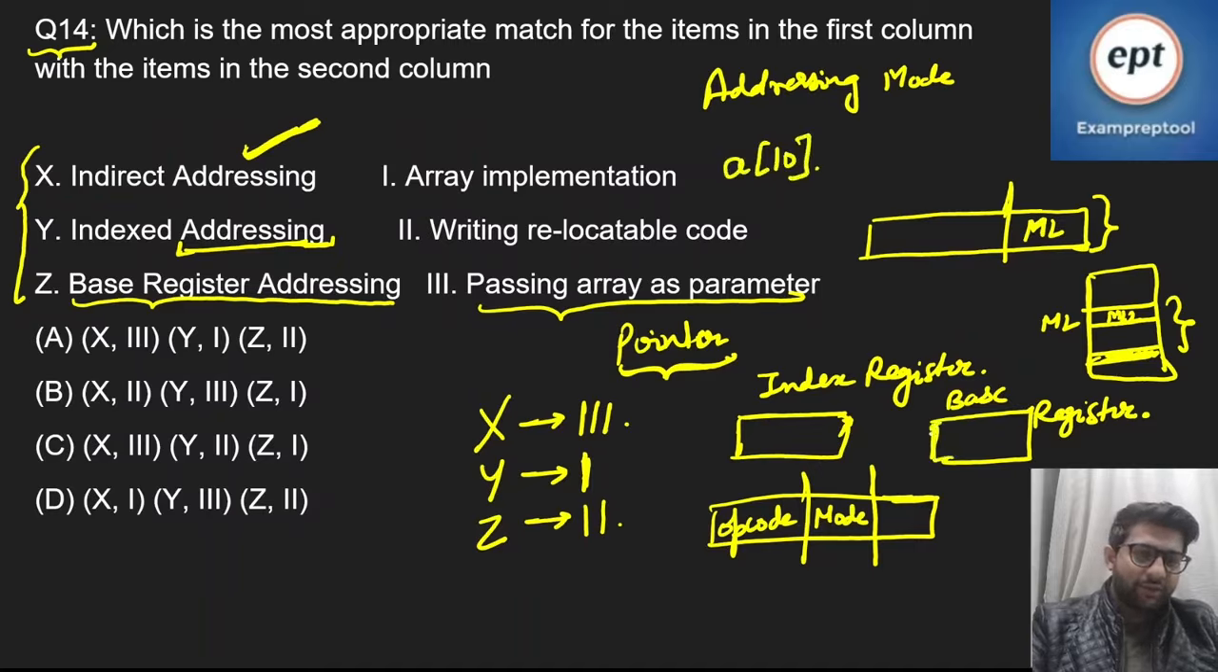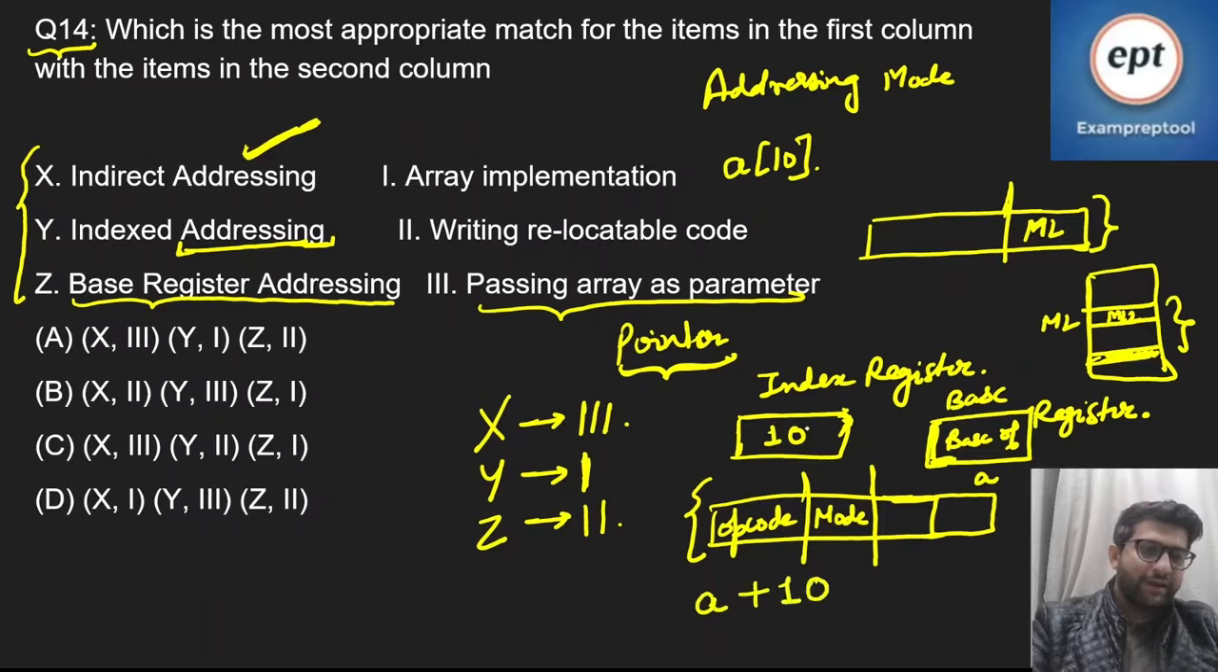Now, if we want to access, let's say, A of 10, then the base address value of this array A, base of A, will be stored in this base register, and the value 10 will be stored in this index register, right? We can also have these index value and the base value in the instruction itself. So we can have two different types of implementation of these instructions, and then we can calculate the effective address by adding the base address plus the value in the index register, right? So this is how we can use this type of mode for the implementation of arrays.